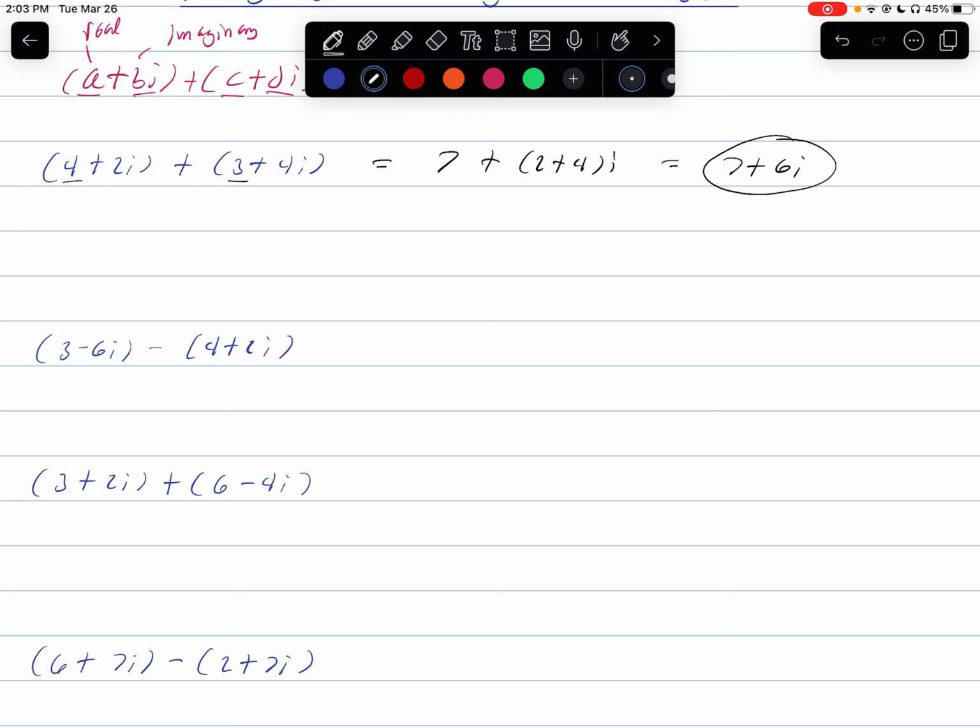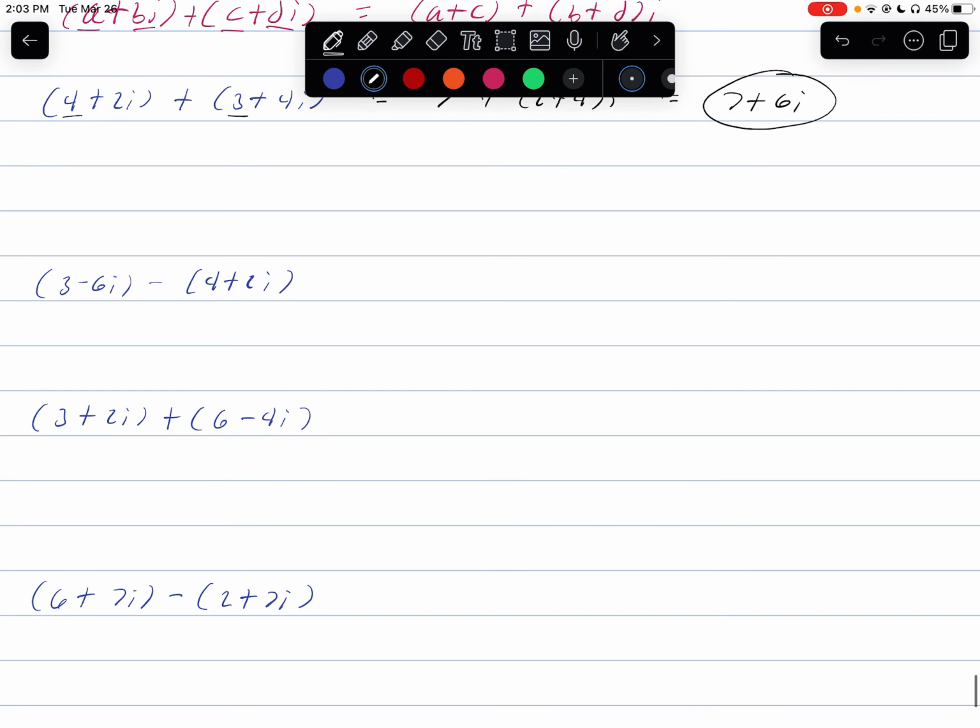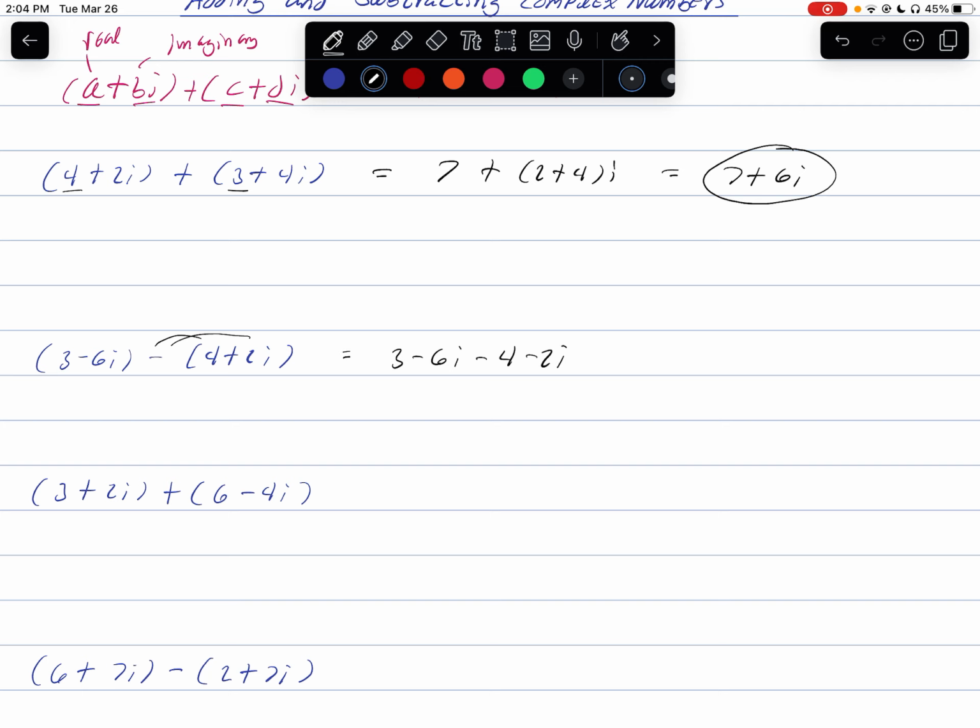Okay, subtraction is a little different. It's not too different, but it works about how you'd expect in terms of parentheses and everything. So if we have 3 minus 6i minus 4 plus 2i, we have to distribute this negative sign like we normally would. So this would actually become 3 minus 6i minus 4 minus 2i. Another way to think of this would be combining like terms. For the purposes of adding and subtracting complex numbers, you can kind of treat i like it's a variable. You have to remember it's not a variable, but in terms of how it functions in addition and subtraction, you can think of it like one. So you combine like terms.